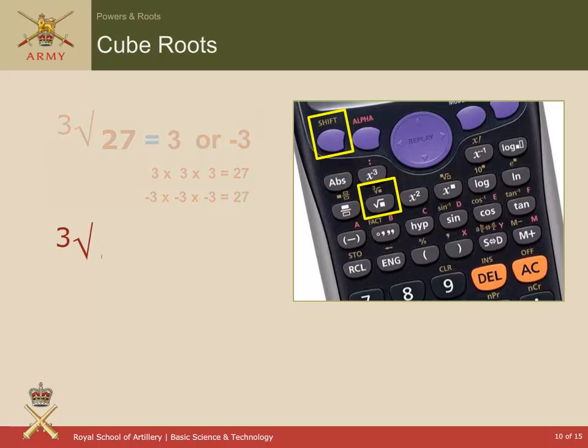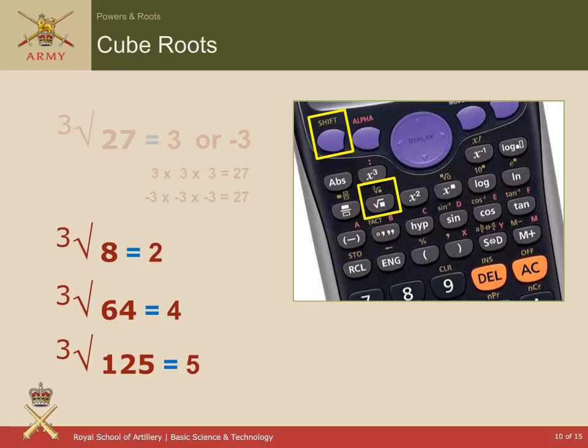So the cube root of 8 is 2, because 2 times 2 times 2, or 2 cubed, is equal to 8. The cube root of 64 is 4, because 4 cubed is 64. Cube root of 125 is 5, etc., etc. And very quickly you'll find you will need to use your calculator to calculate cube roots.